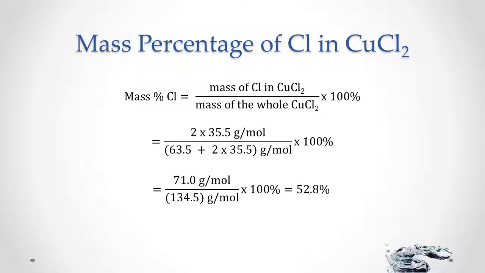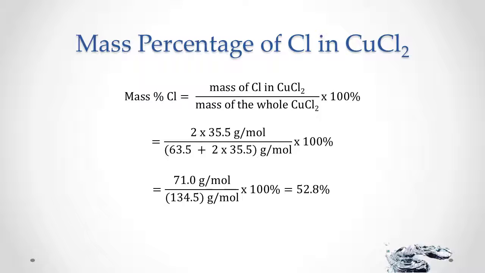Let's go ahead and determine the mass percent of chloride in copper 2 chloride. Well, in copper 2 chloride, we're going to take the mass of the chloride and divide it by the mass of the whole copper 2 chloride. One of the things that we have to watch, though, is we have to multiply the mass of the copper times 2, because there's 2 units of copper in every formula unit of copper 2 chloride.